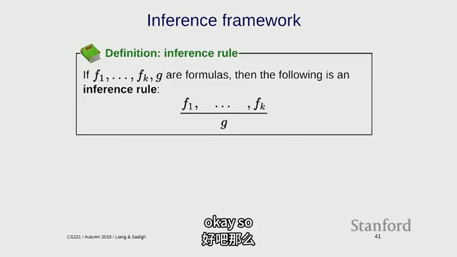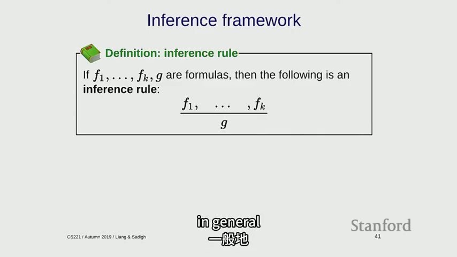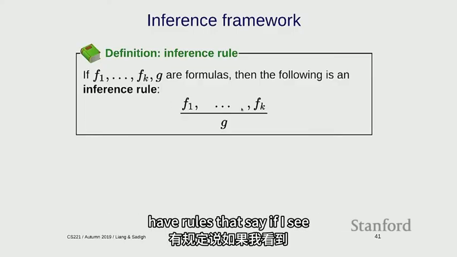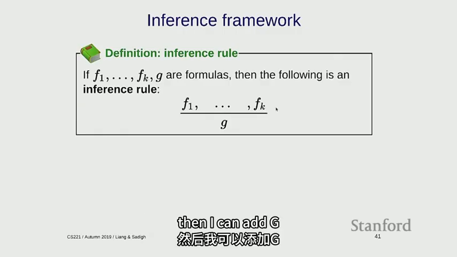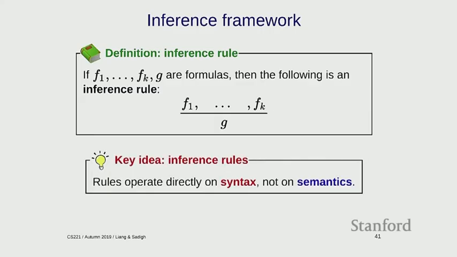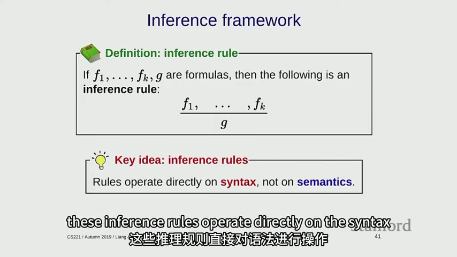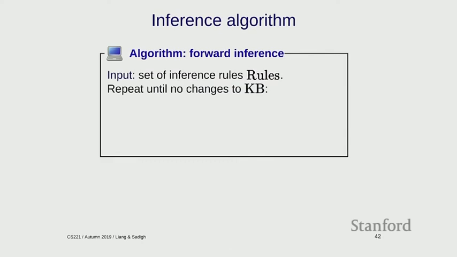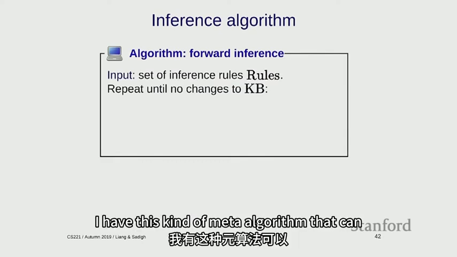Okay, so this is an example of an inference rule. In general, the idea of an inference rule is that you have rules that say, if I see F1 through Fk, which are formulas, then I can add G. And the key idea, as I mentioned before, is that these inference rules operate directly on the syntax and not on the semantics.